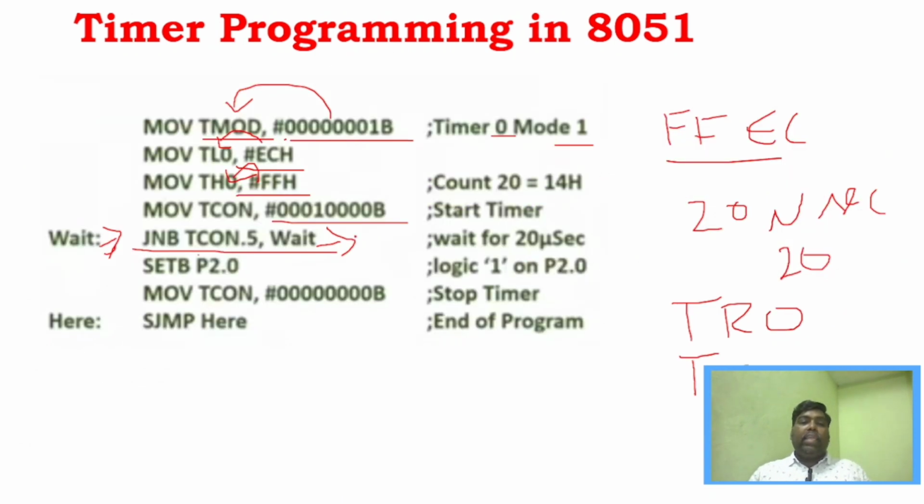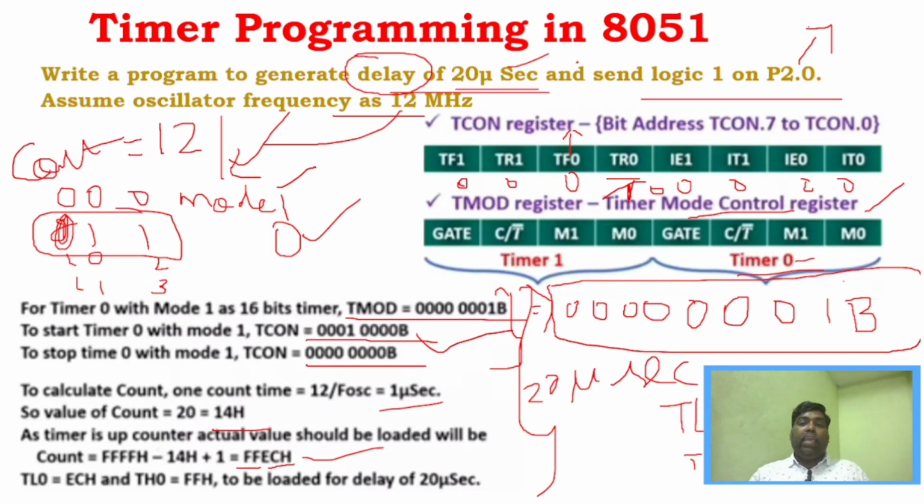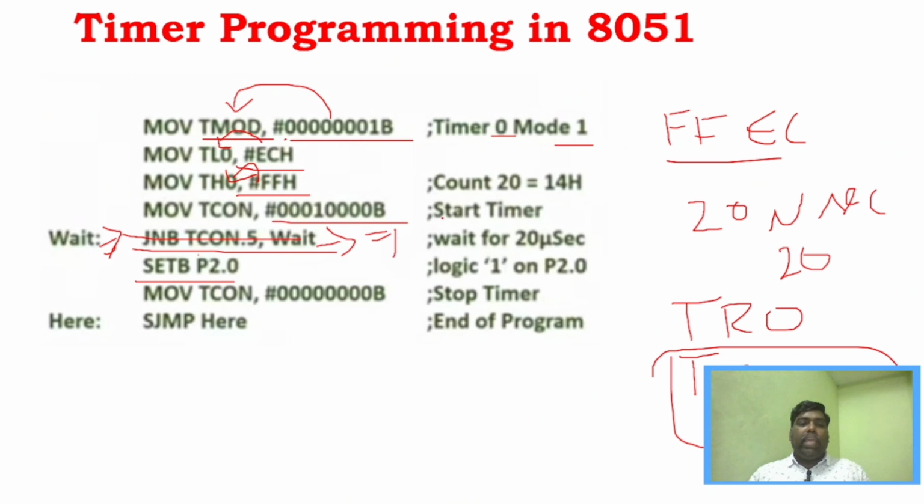So until the TF flag becomes 1, until the interrupt becomes 1, it will keep on looping in the same step. And when it becomes 1, what will happen? It will not jump, because it is jump if not bit. It is set here. If it is set, then it will ignore this and go to the next one. Next one is, you can see that we have already created the delay. Now we are seeing the next operation, which is send logic 1 to port 2.0, that pin.